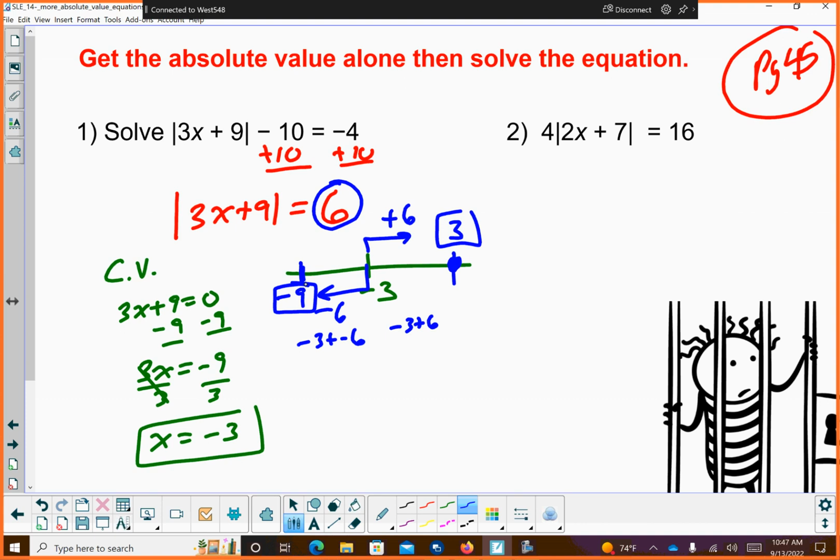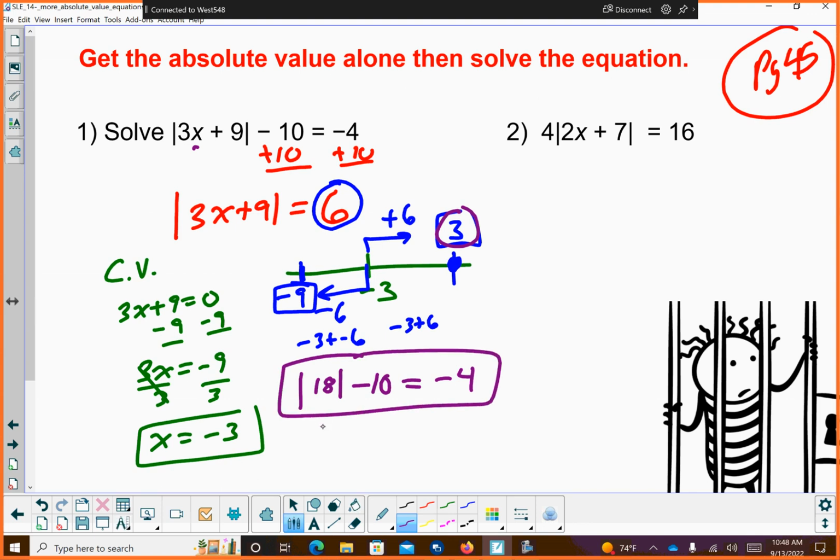Let's pause there. This seems like all the work that we know how to do right now. So let's think about this. Let's take this answer right here and plug it in for x. So 3 times 3 is? 9. 9 plus 9 is? 18. So I'm getting this from above. So that's going to give me 18 minus 10 equals -4.